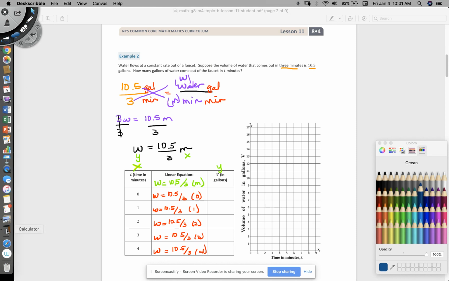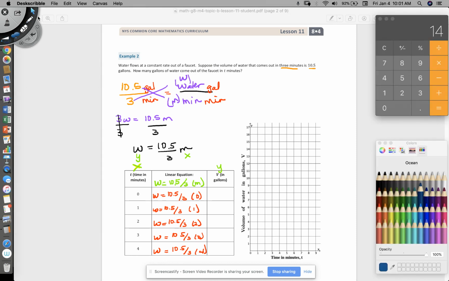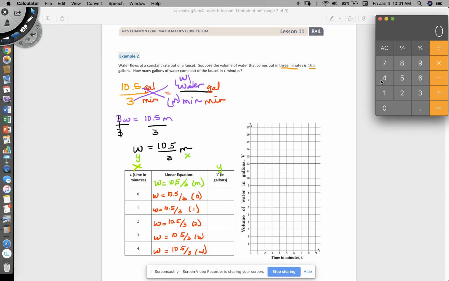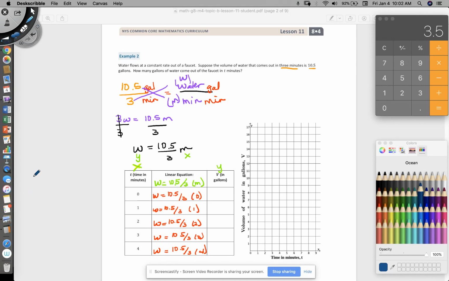Now, you are allowed to use calculators. So what I would recommend doing is find out on your calculator what your comparison here divides out to. So 10.5 divided by 3 is 3.5. So what we did is we did 10.5 and we divided that by 3 just to find out what that unit itself is. So I don't have to do that every single time. So now we're going to do 3.5 times these numbers here, and that'll give me my y's.